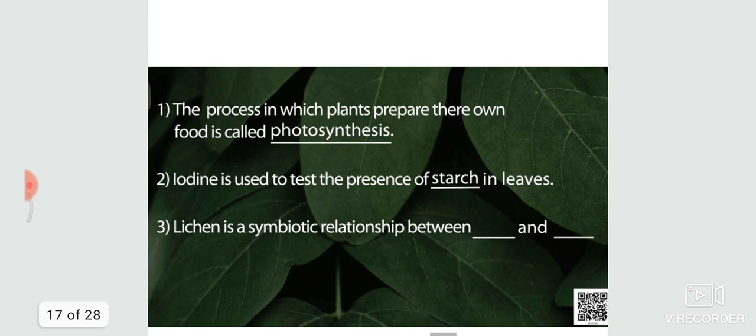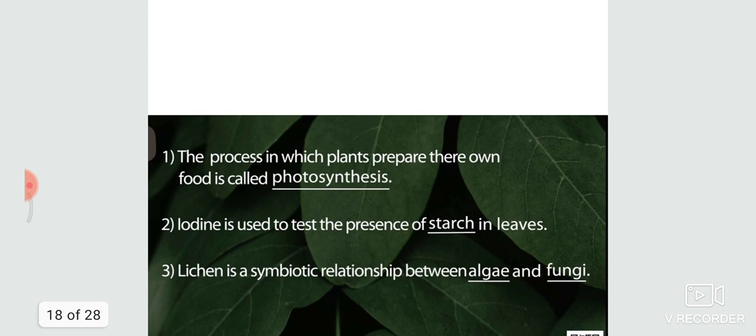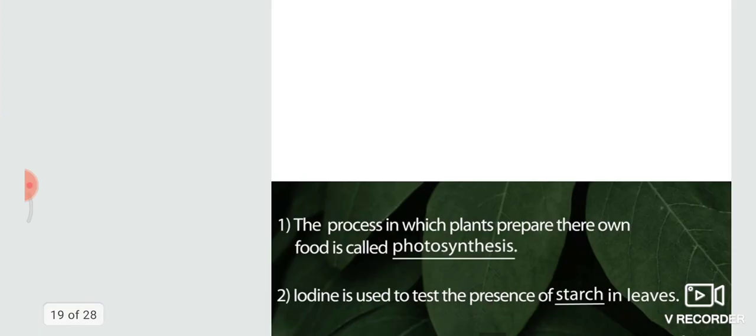Next question, question number three. Lichen is a symbiotic relationship between dash and dash. Can you give me the answer? Yes, of course. The answer to this third question is: lichen is a symbiotic relationship between algae and fungi. Okay students, these questions are present in between the chapter of the book, so you have to read or watch it.